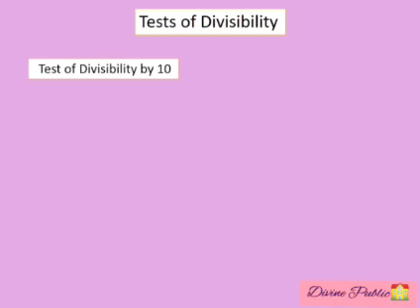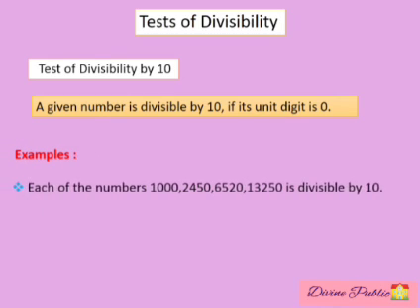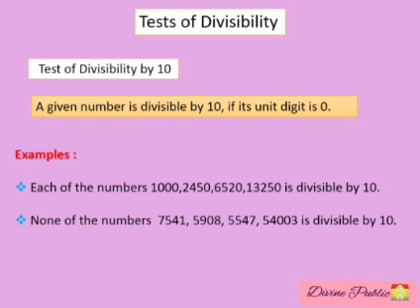Test of divisibility by 10. A given number is divisible by 10 if its unit digit is 0. For example, each of the numbers 1000, 2450, 6520, 13250 is divisible by 10, and none of the numbers 7541, 5908, 5547 and 54003 is divisible by 10.